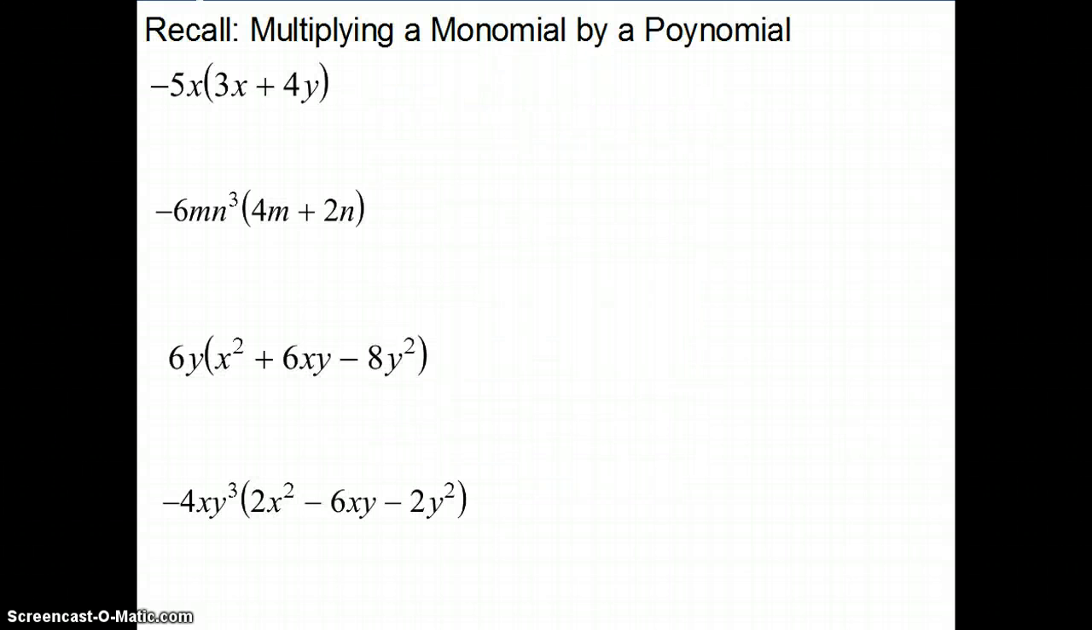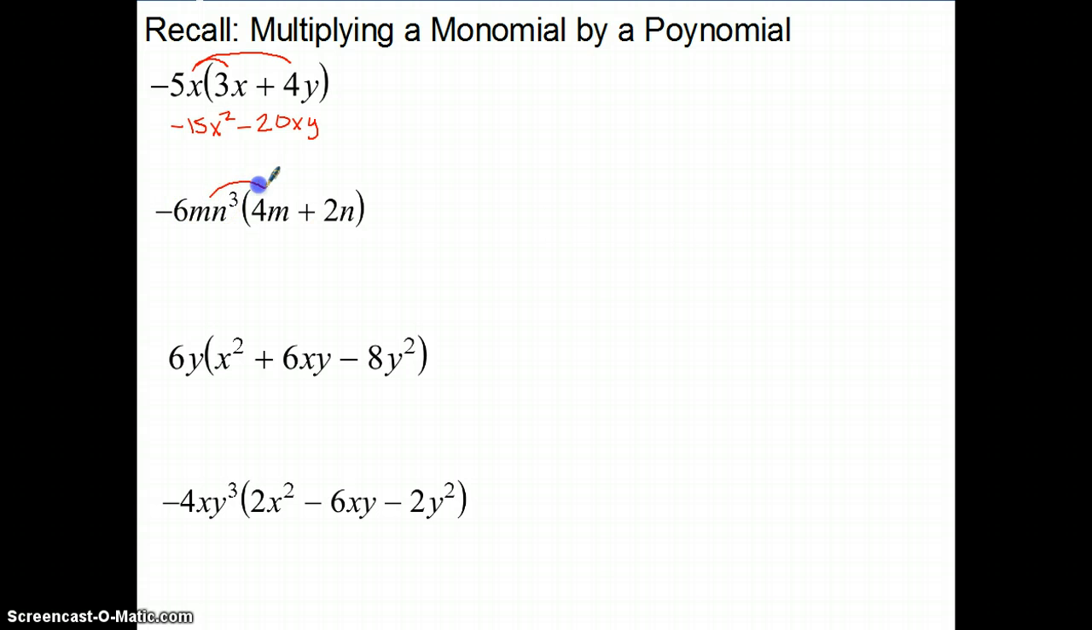First, let's go ahead and recall multiplying a monomial by a polynomial. In order to do this, we're simply going to use the distributive property. Multiplying negative 5x by 3x, negative 5 times 3 is negative 15, x times x is x squared. Negative 5x times 4 is negative 20, and x times y simply gives me xy.